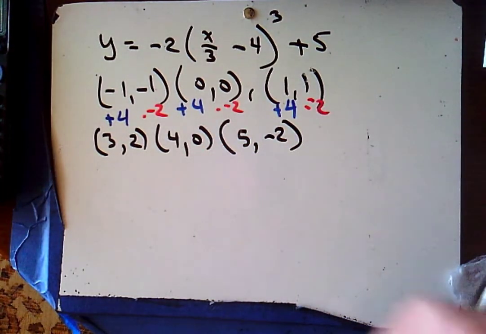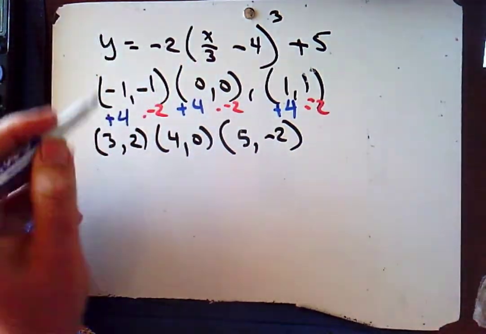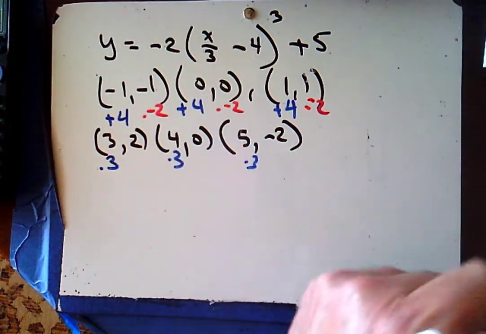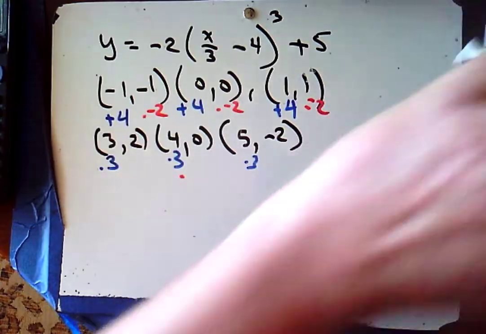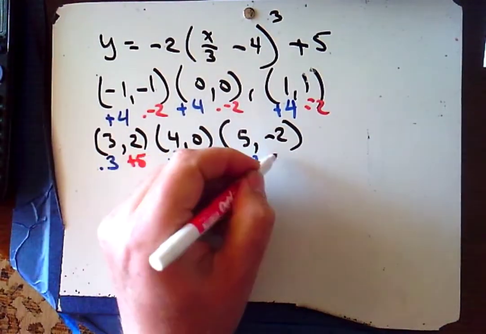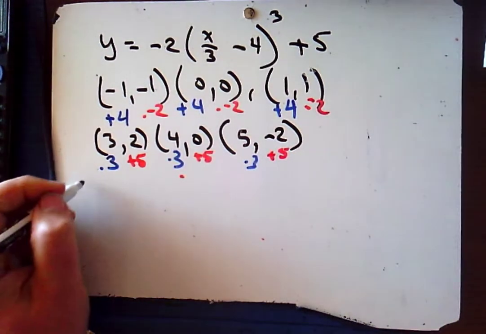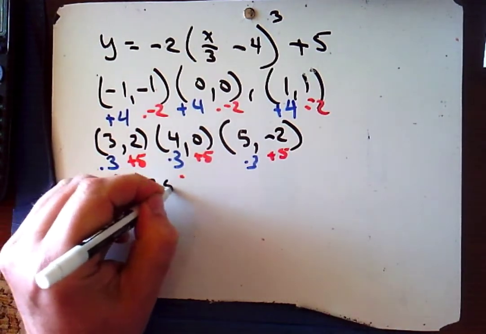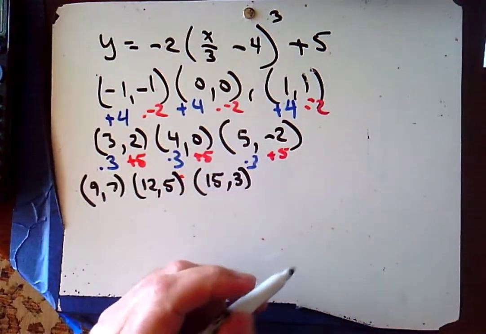Now I'll come back and do that second round of transformations. Here I see dividing by 3, which means I need to multiply the x's by 3. And here I see plus 5, and since that's a y transformation, I do what I see. I add 5 to all the y's. So the points I'm actually going to graph are 9, 7, 12, 5, 15, 3.